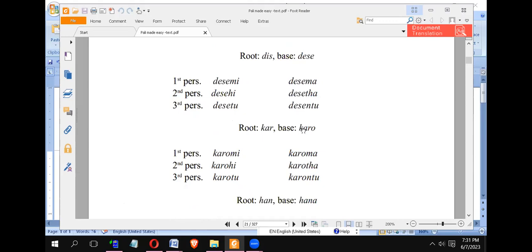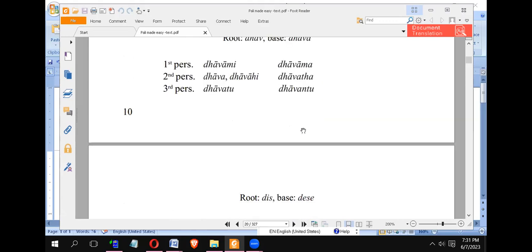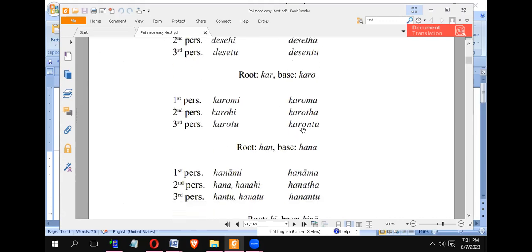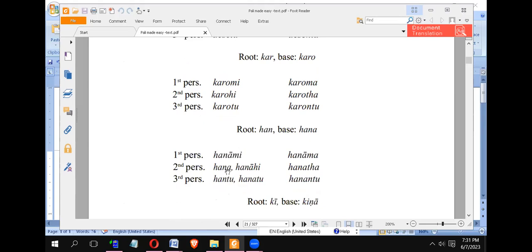Okay. It looks like just the base only, isn't it? Hana. Okay, because this is a short one. This one doesn't have a hi. It has a long form. Hanahi is a long form. Hana is a short one.